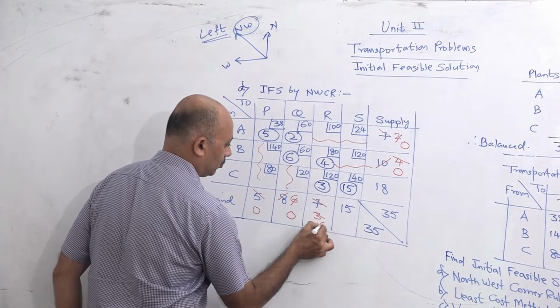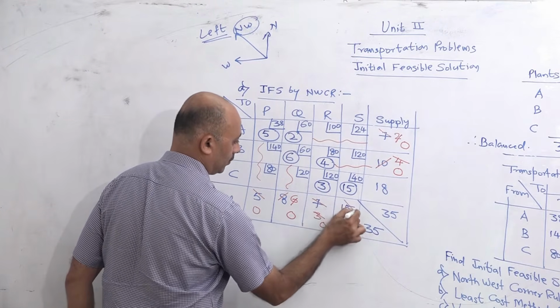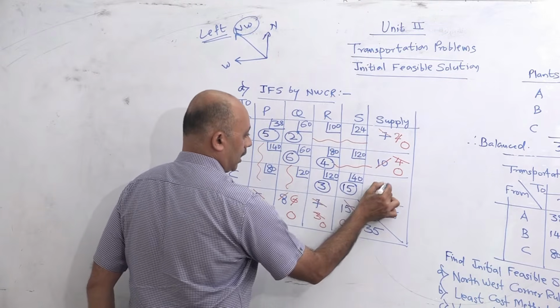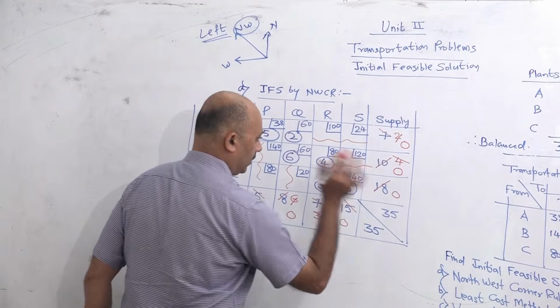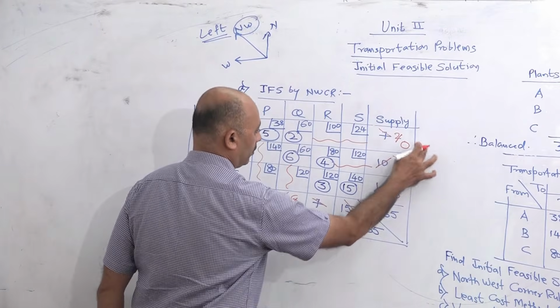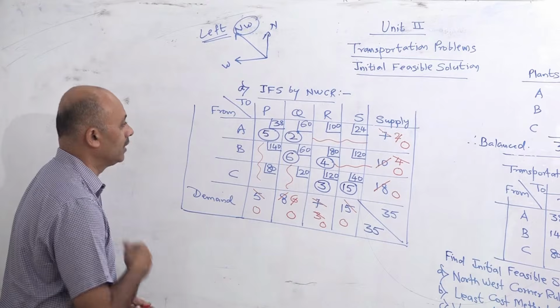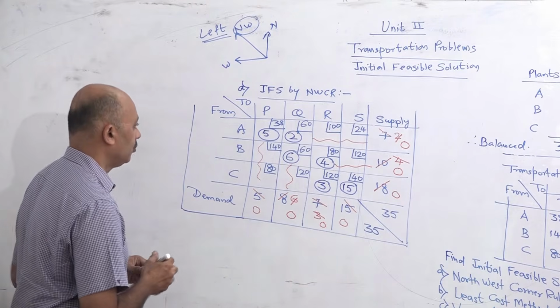minus 3, you have given 3, so this is 0. 15 out of 15 you have given, so this is now 0, and 3 plus 15 is 18. So now out of 18, all 18 you have given. Now there is no balance on supply side or demand side, and now the solution is complete. So this is how we give allocation for NWCR.